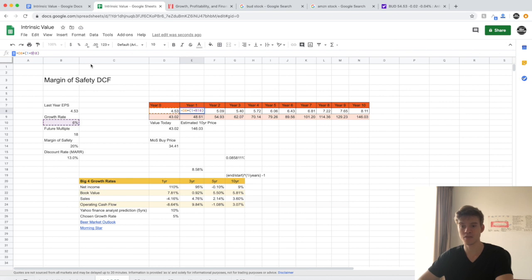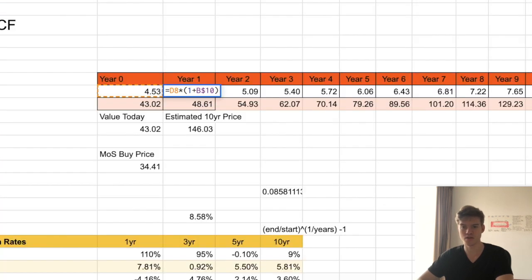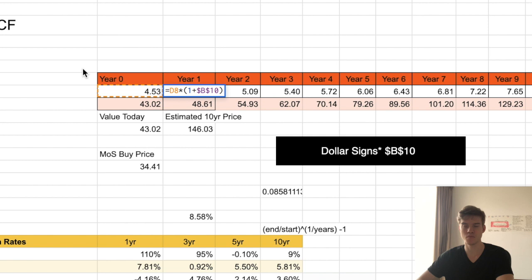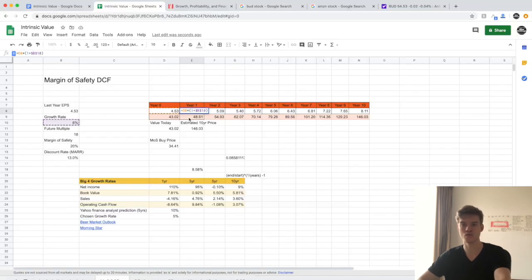So what we do, we have to make sure that this cell doesn't change. So we put 2 star symbols here before the B and after the B. It just makes sure that the growth rate will stay the same in between all of these cells. So then we can just drag this all the way to here, and you can see nothing changed.